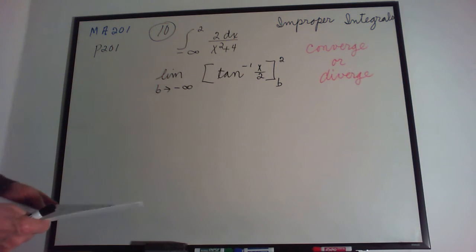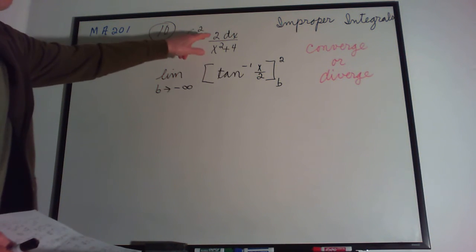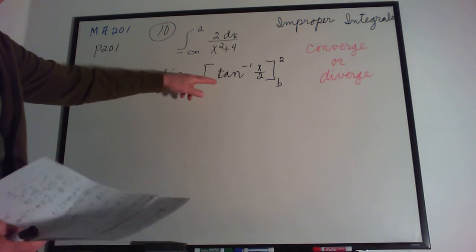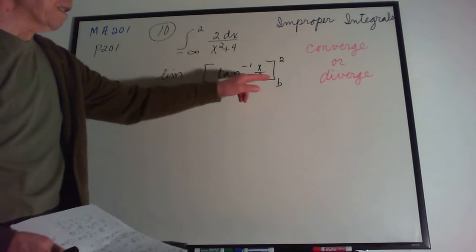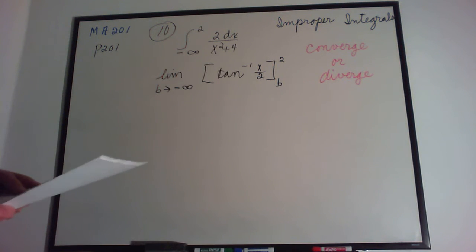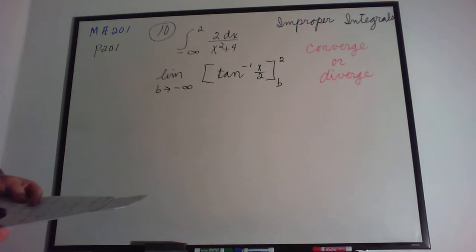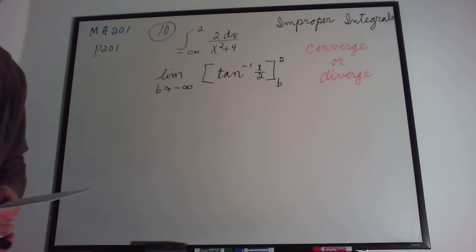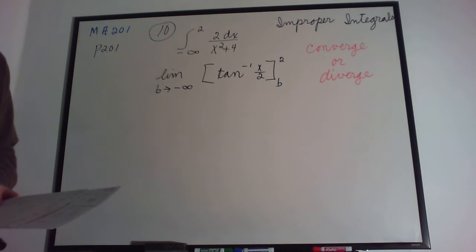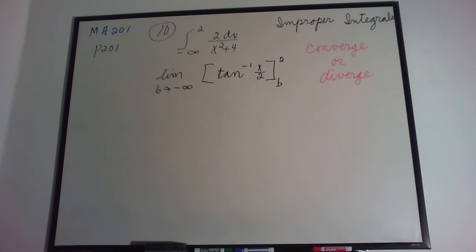Okay, if you use your integral tables, you'll find out that this is equal to the inverse tangent of x over 2. Now plug in these values and find out whether it converges or diverges. If it converges, it goes to a particular number. So pause the video and try to do the work.